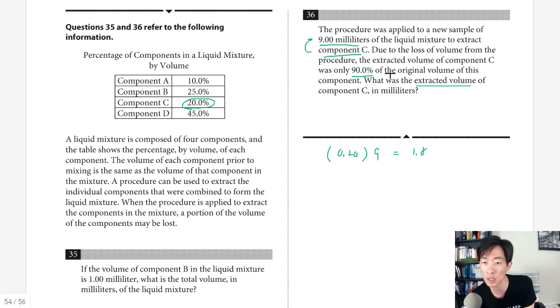Now they're saying once they extracted it, they only got 90% of that. So our next calculation is going to be, what is 90% or 0.9 of 1.8? Again, do that on your calculator and you're going to get 1.62. So 1.62 is the amount of component C that was extracted after they lost about 10%. And so that's the answer.